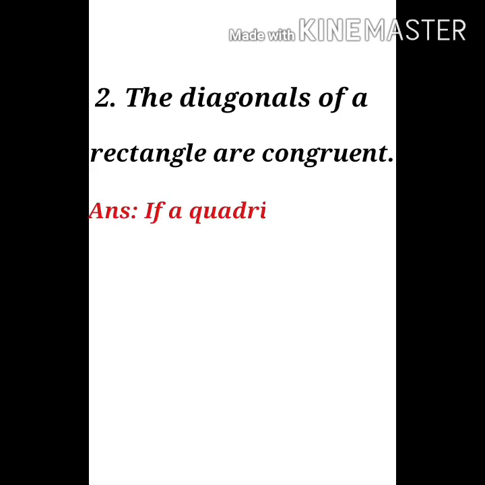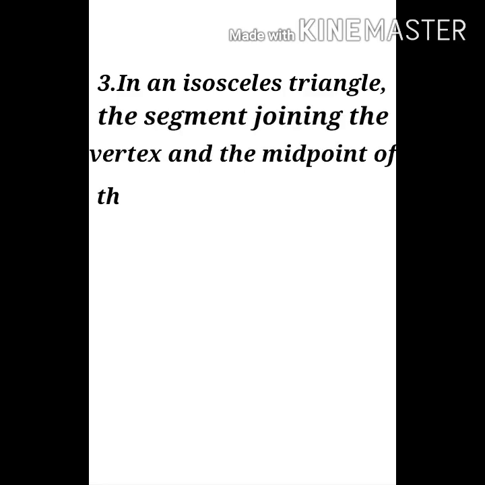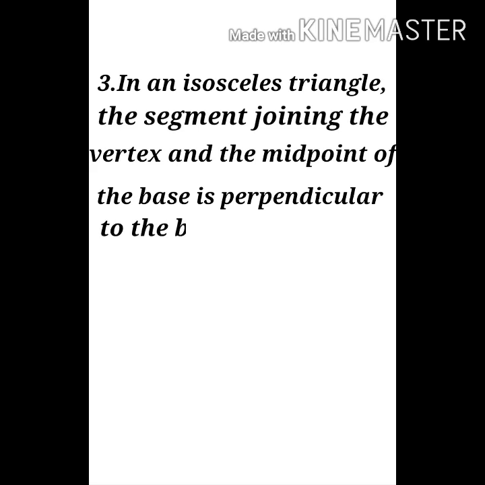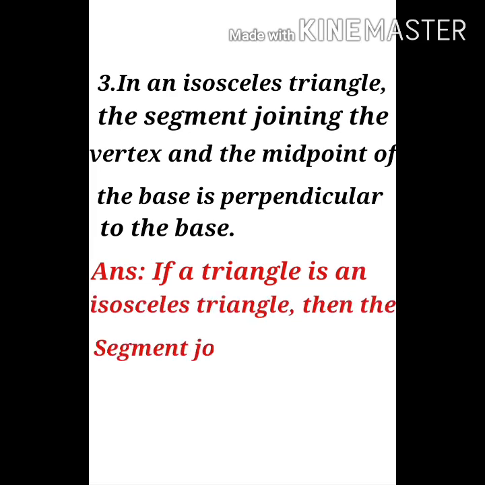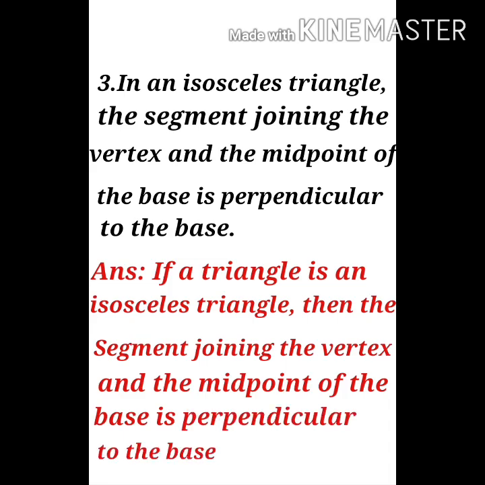Second question: the diagonals of a rectangle are congruent. Its conditional statement is: if a quadrilateral is a rectangle, then its diagonals are congruent. Third question: in an isosceles triangle, the segment joining the vertex and the midpoint of the base is perpendicular to the base. Its conditional statement is: if a triangle is an isosceles triangle, then the segment joining the vertex and the midpoint of the base is perpendicular to the base.